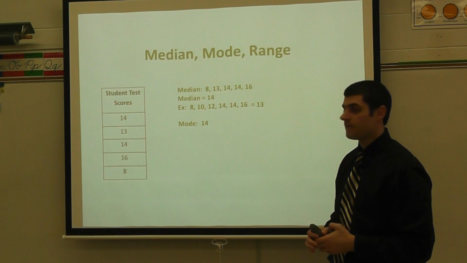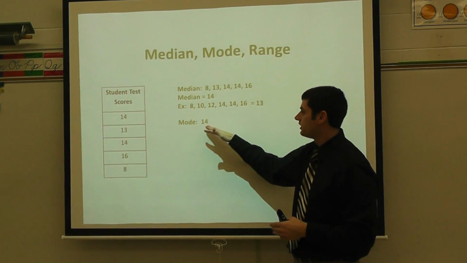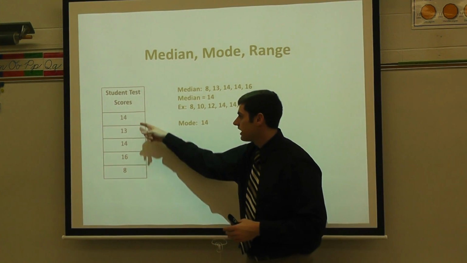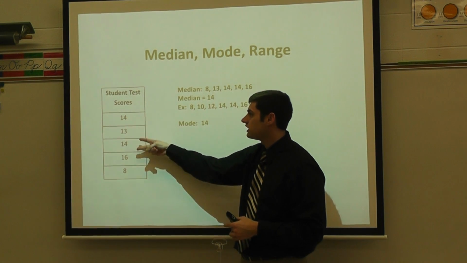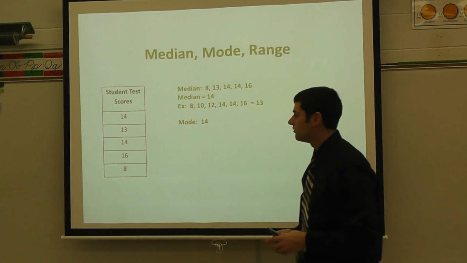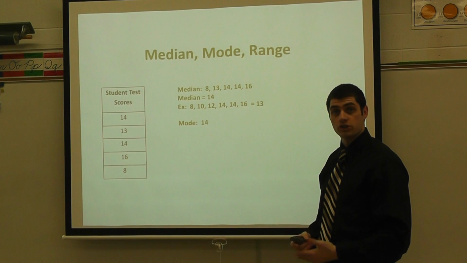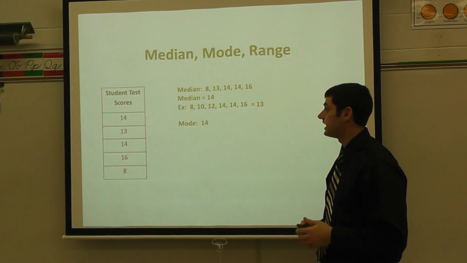The mode. If I'm looking at this data set, the mode is 14. It's the number that occurs the most often. 14 occurs 2 times. There's no other number that occurs 2 times or more. So I only have one mode in this set of data.